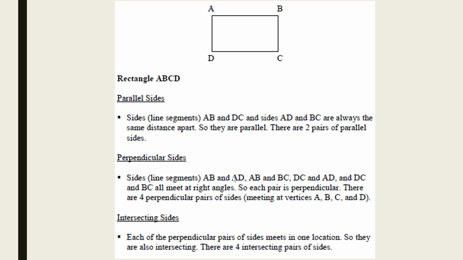Here we go. We're talking about rectangles here. So as you can see with the rectangle, we have AD and BC, and AD and BC are parallel to each other. Okay. And then we have AB and BC, and AB and BC are perpendicular to each other. Okay, and they are all intersecting lines, right? But they're not just intersecting; they are perpendicular.